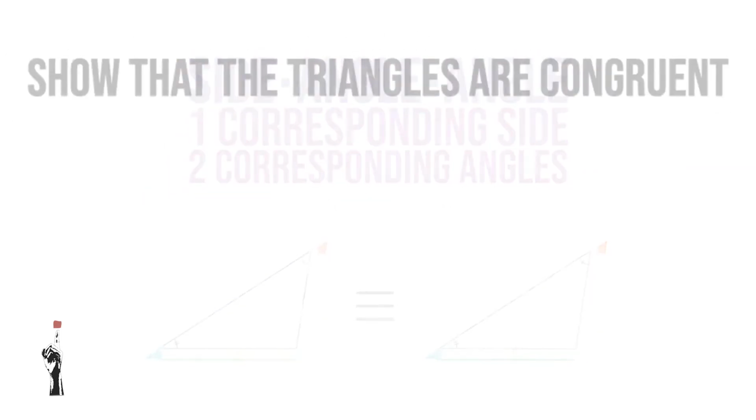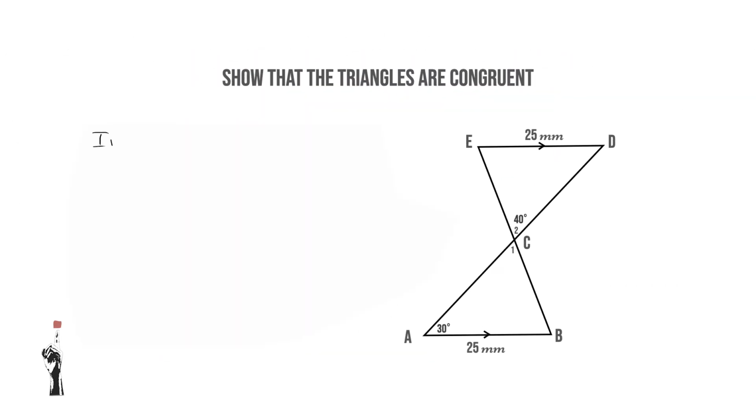Let's look at another example. So in triangle CED and triangle ABC. Once again, the order does not matter as long as I don't insert my congruent symbol between my triangles. First of all, I can clearly see that side ED is the same length as side AB. So I write that AB is equal to ED, which is 25 millimeters, and my reason is given.